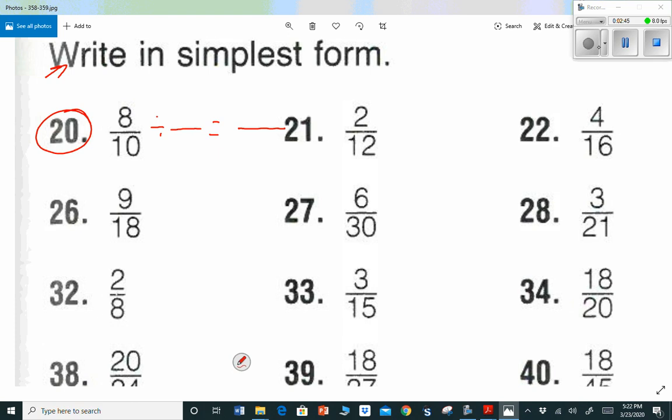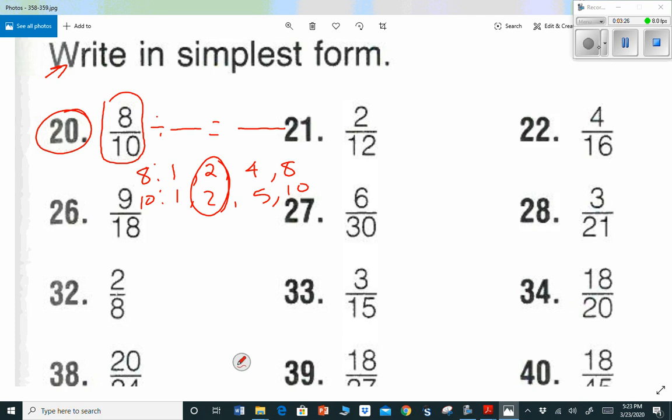Okay, so when you look at 8 and 10, what number are they both divisible by? Well, they're both even numbers, so they are divisible by 2. Is there anything higher that they are divisible by? Well, the way to really figure that out is to find the greatest common factor of 8 and 10. So you have to list all the factors. 1 times 8 is 8, 2 times 4 is 8, and there isn't anything else. 1 times 10, and 2 times 5. So the biggest thing that they have in common is 2.